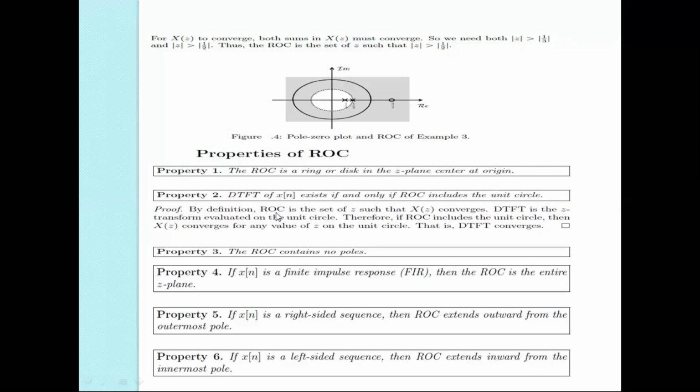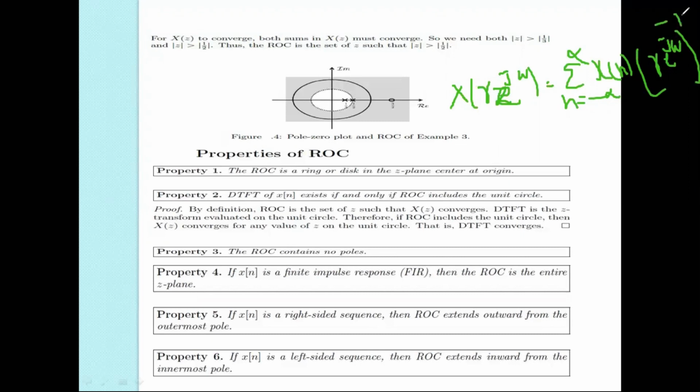By definition, ROC is the set of z such that X(z) converges. The discrete time Fourier transform is the z transform evaluated on the unit circle. Why am I saying this? We have already seen X(z) with z equal to r e^{jω}, which is the sum of n from minus infinity to infinity of x[n] times (r e^{jω})^(-n).